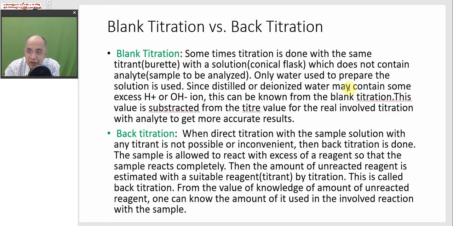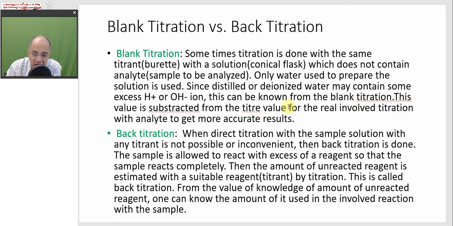Then that blank titration value has to be subtracted from the titer value of the titration with the analyte, and then you get an accurate result. So sometimes titration is done with the same titrant with a solution which does not contain the analyte. Only the water used to prepare the solution is used for the titration. Since distilled or deionized water may contain some excess H plus or OH minus ion, this can be known from the blank titration. This value is subtracted from the titer value for the real titration with the analyte.